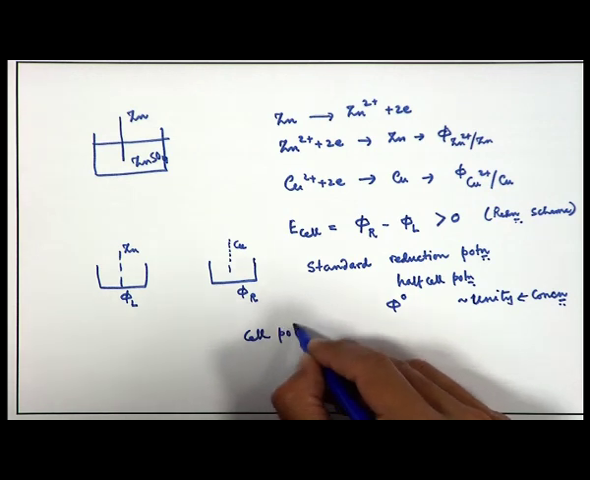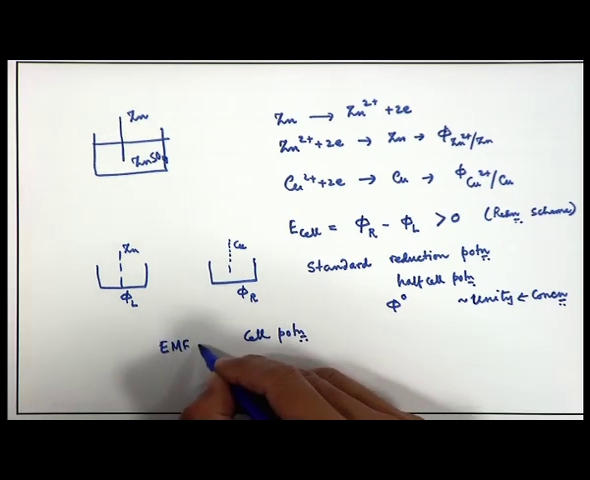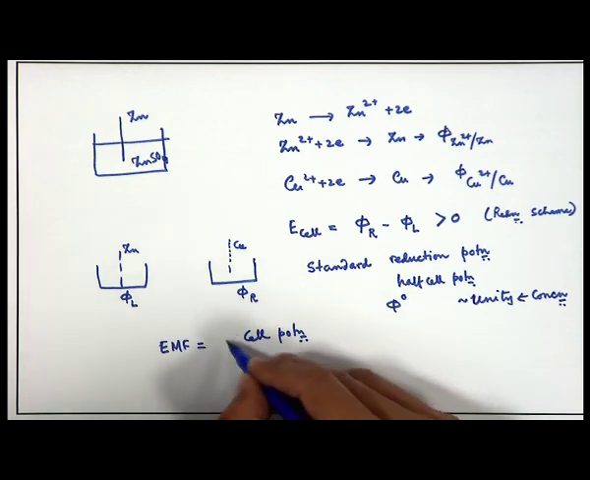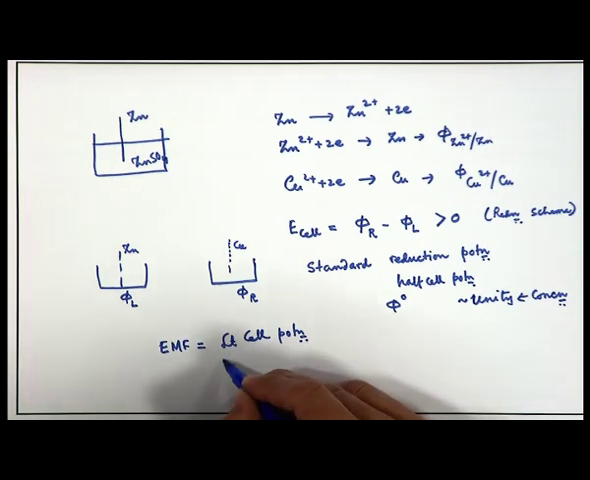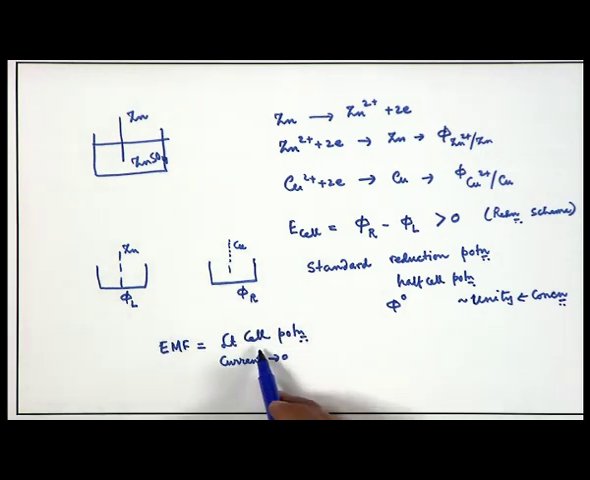So, EMF is nothing but the cell potential when the current goes to 0. That means you measure the cell potential with a device which does not draw too much current. So, that is called the EMF or electromotive force.